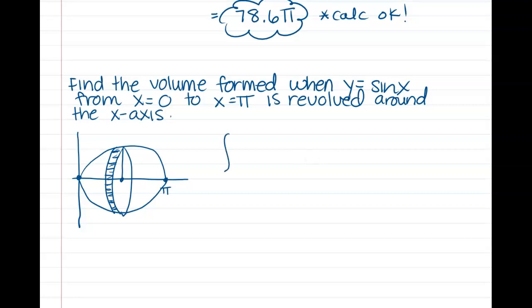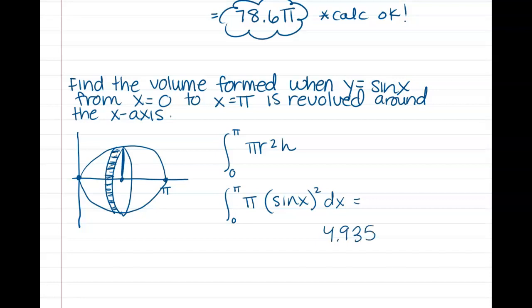Now to set up our integral, we're going from 0 to pi r squared h. So 0 to pi is just pi. R in this case is the y value still in all these examples. So sine of x squared. And then our height, or really just kind of the thickness of our disk here, is once again dx. This is another one I really can't do. You should get 4.935. Also definitely with your calculator.